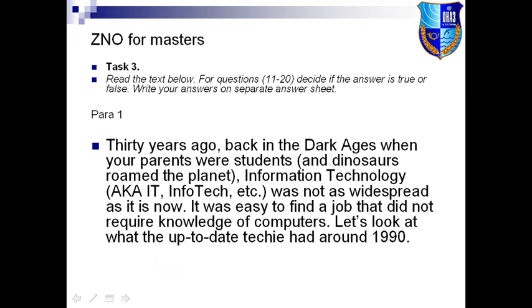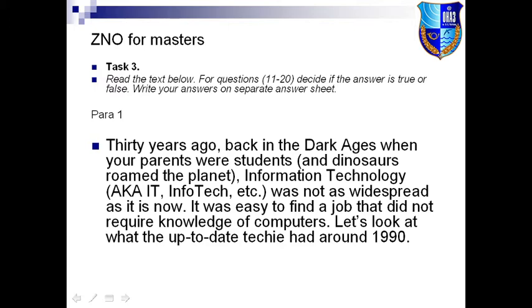Well, the task. As usual, let's start with reading the task. Read the text below. Remember, it's only paragraph 1, it's a part of the text. For questions from 11 to 20, you have just seen the slide with the questions. Decide if the answer is true or false. Write your answers on the separate piece of paper.